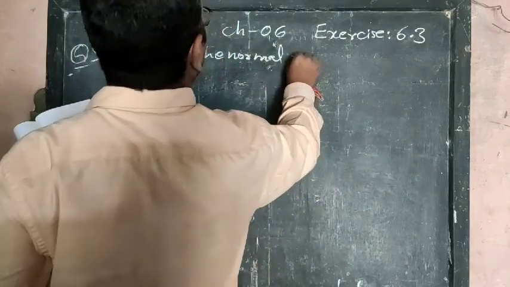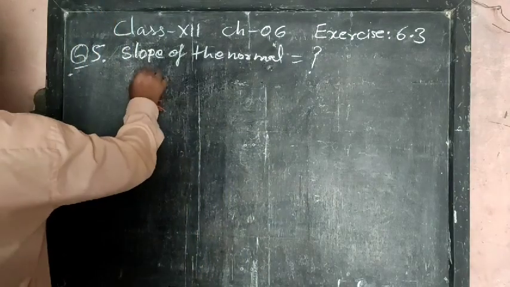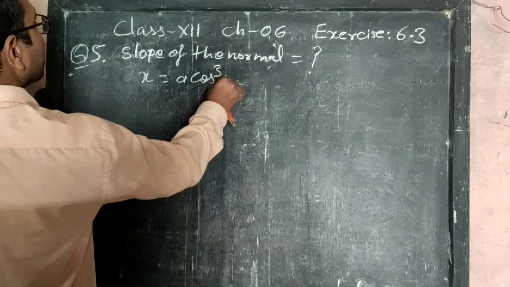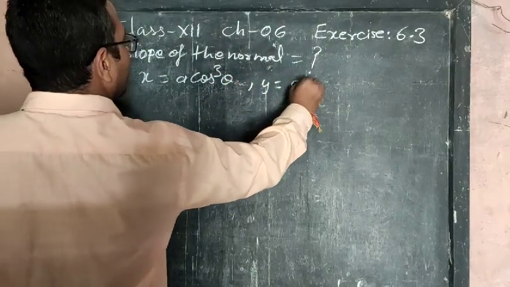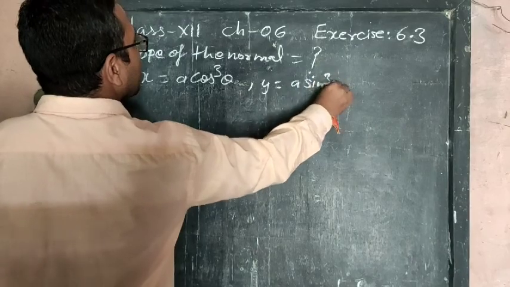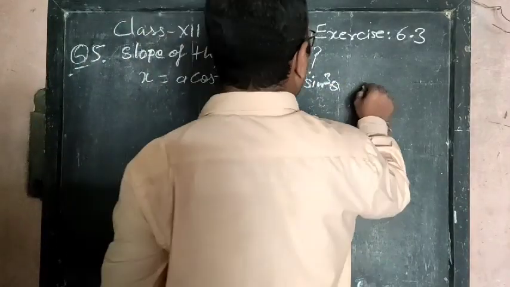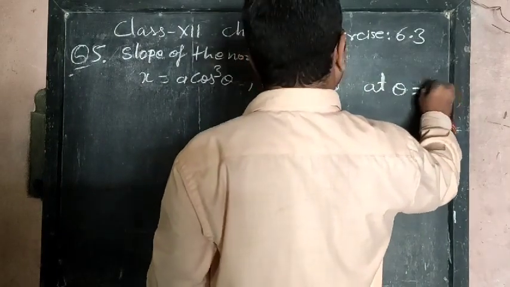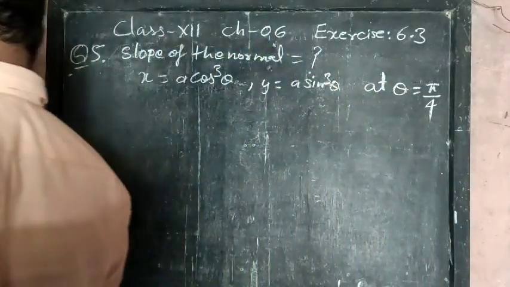Slope of the normal we have to find out here. That means slope of the normal is how much? It is given here x is equal to a cos cube theta, y is equal to a sin cube theta. So at theta is equal to pi by 4, we have to find out the value.